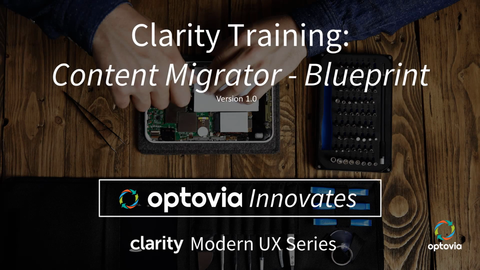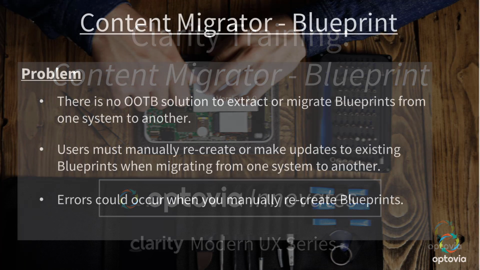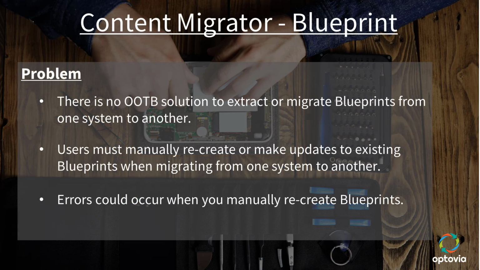In this video, we'll demonstrate how to migrate blueprints using Optovia's Content Migrator. As you know, there are no out-of-the-box solutions to extract or migrate blueprints from one system to another, so users must manually recreate or make updates to existing blueprints when migrating from one system to another, and that can lead to errors when you manually create the blueprints.